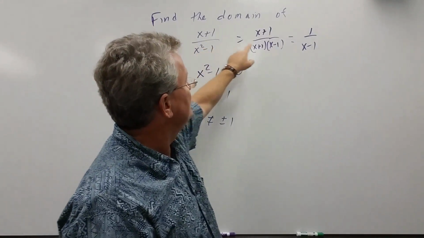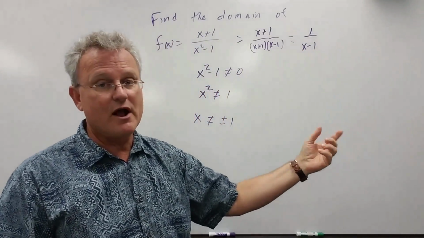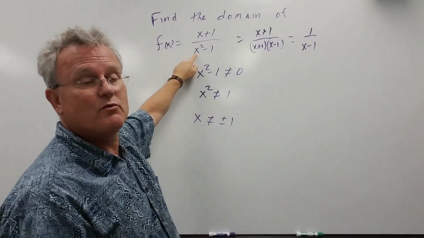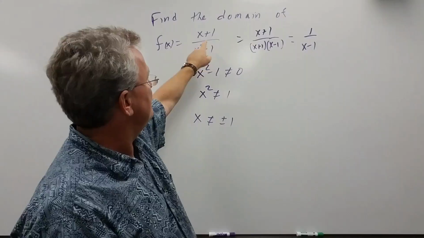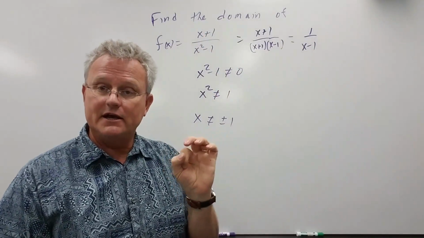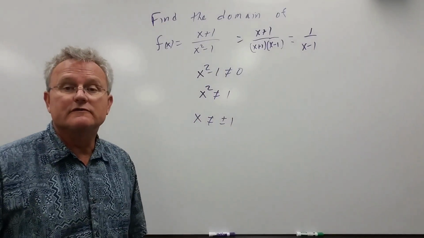The graph of this and this are going to be the same graph, with the exception of one point. When x is negative 1, we get the same graph, but this graph is going to have a hole in it for the x value of negative 1.